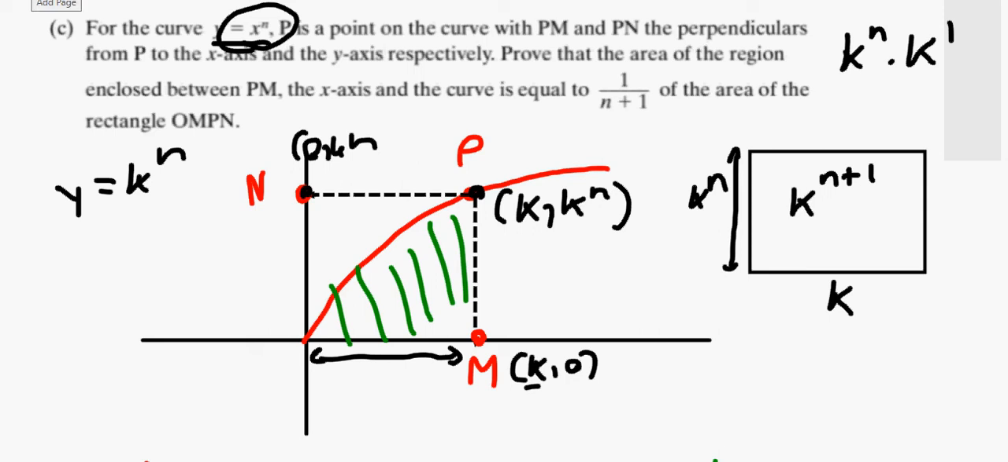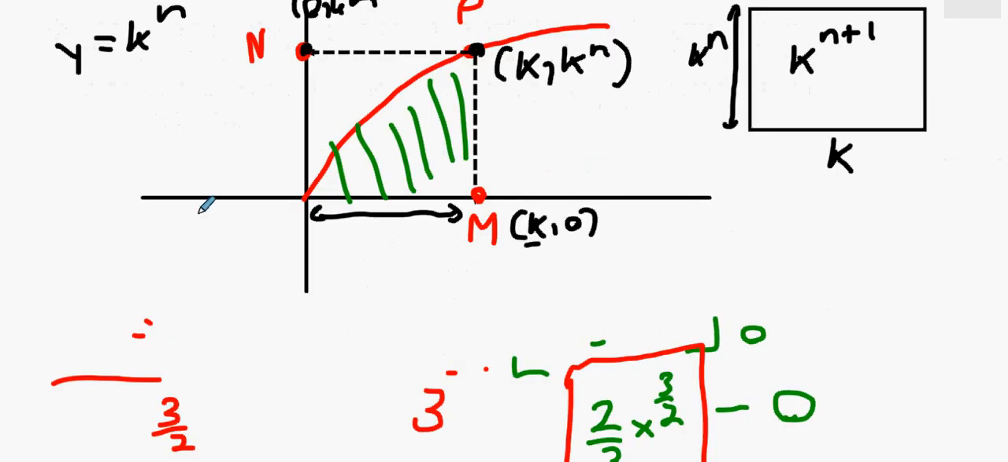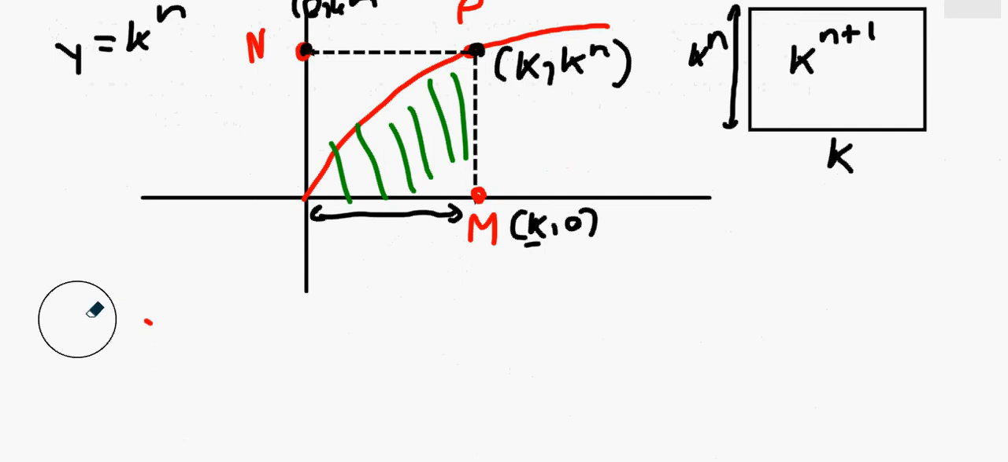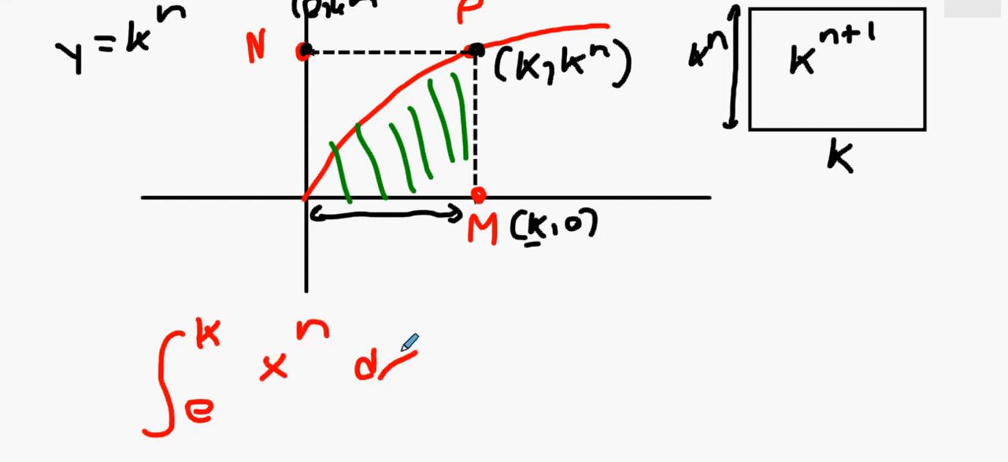Now, what we're going to do next is we're going to find out the area of this. So, it's the integral of what, guys? Would you agree with 0 to K? What's the y value? X to the power of n, and then dx. And what do we get here? What happens when you integrate? What do you do with the power? Add 1 on. So what happens when you add 1 on? You divide by the new power, which is?